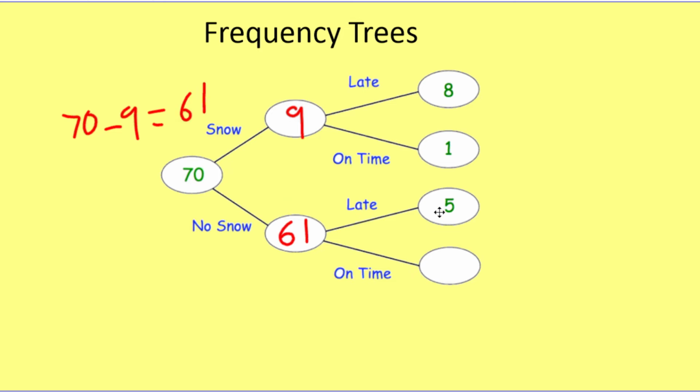And now this one is going to be 61 take away 5, which is going to go in here. 61 take 5, which is going to be 56. So in here we've got 56. Okay, so these two boxes have to add up to make the one before.